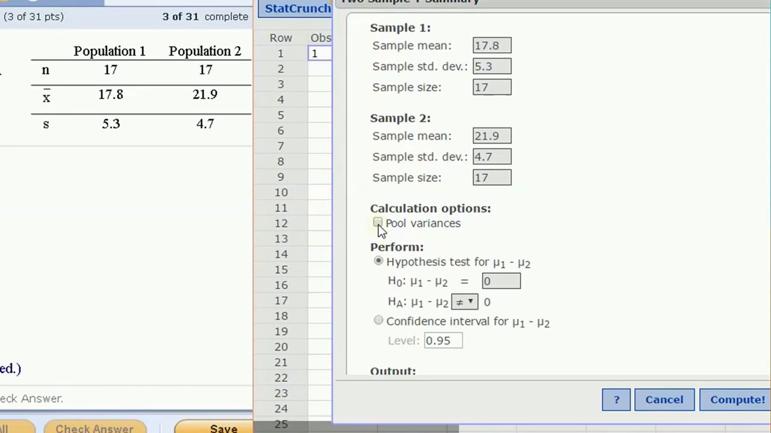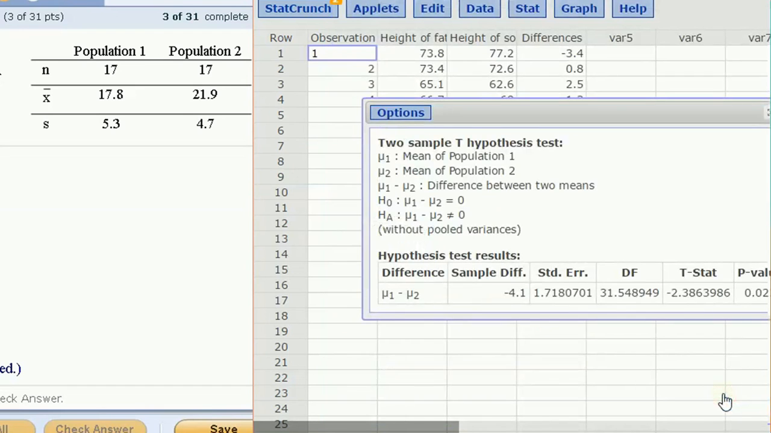I do not want to pool variances. Only pool variances if you want to assume that the variance of the two populations is the same, but we don't want to assume that. The null hypothesis is that mu1 minus mu2 equals 0. That's, remember, equivalent to mu1 equals mu2. And so we pick not equal to for our alternative and click compute, and we can see what we get. So let's move this over a bit.